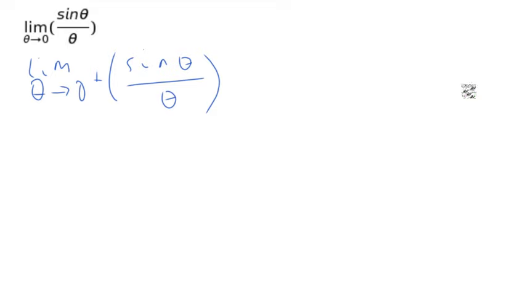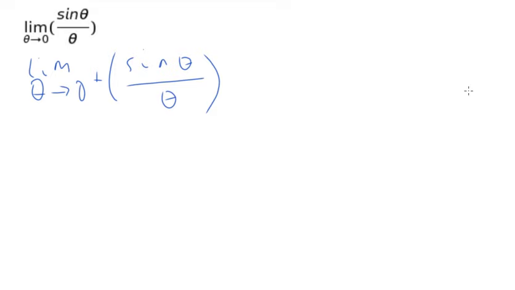We'll take the limit as theta goes to 0 of sine theta over theta. This is necessary before we can start talking about derivatives of trig functions. First thing we'll do is consider only what happens as theta is going to 0 from the right. So we'll consider the limit as theta goes to 0 from the right of sine theta over theta.